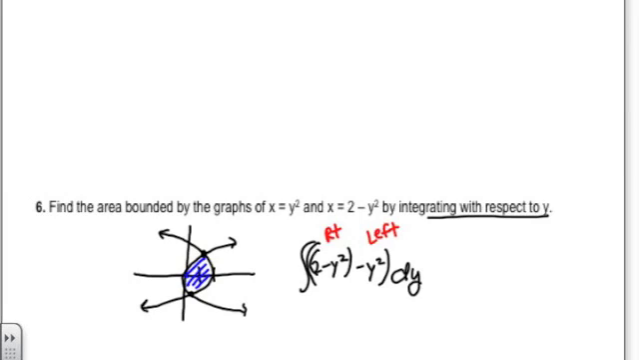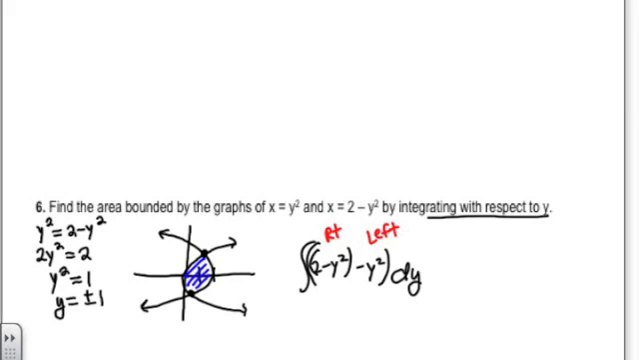Okay, so now my y values are going to go from bottom to top. Okay, so we do actually need to find those points. So we need to find the point here and the point here. So how do we find what those 2 points are? Set them equal to each other. Yeah, set your 2 equations equal to each other. So you have x equals y squared and x equals 2 minus y squared. So we're going to say y squared equals 2 minus y squared. So I get 2y squared equals 2. So y squared equals 1. So it's happening at y equals plus or minus 1.